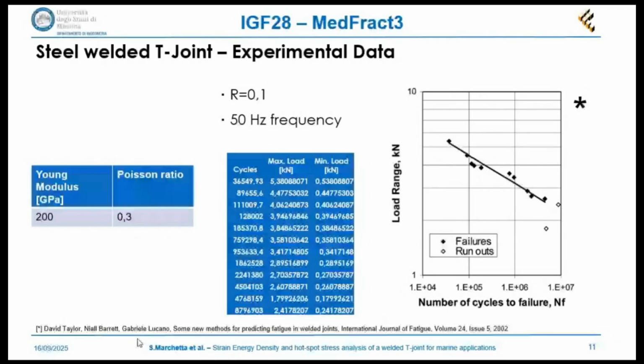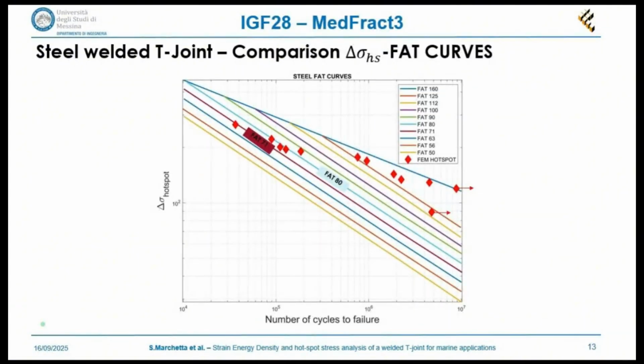Moving on to the validation of the hotspot stress method, if we plot the hotspot stress values along with the steel FAT curves proposed by the IIW, we see that for the first 200,000 cycles or so, the values are really well described by the FAT 80 curve. While moving on to higher numbers of cycles to failure, we see that there is a little scatter of the data, but it is still okay because, as we said, the IIW suggests using FAT 80 as a design curve for fatigue. So using the IIW approach is safe, even if it is still a bit conservative.